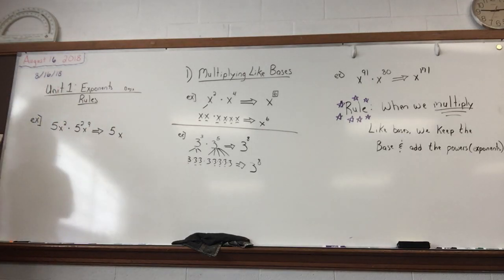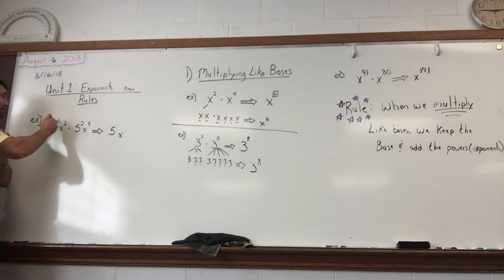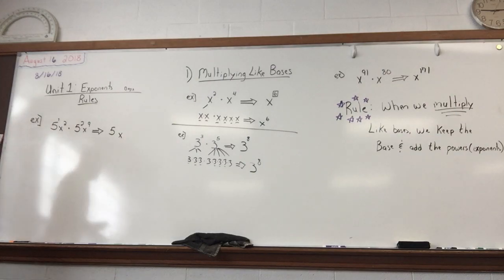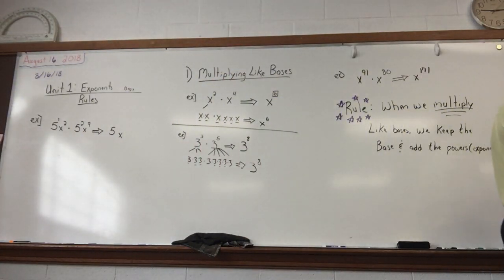But we have a problem already. What do you think my problem is? Andy? The first 5 in the problem doesn't have a power. Oh man, the first 5 in my problem doesn't have a power. So what's the power in the first problem? 1. Why is that important? Because our rule says when we multiply like bases, we keep the base and add the power. So if it doesn't have a power, we can't add it, right? So we need to add that power in there, and we know that power is 1.